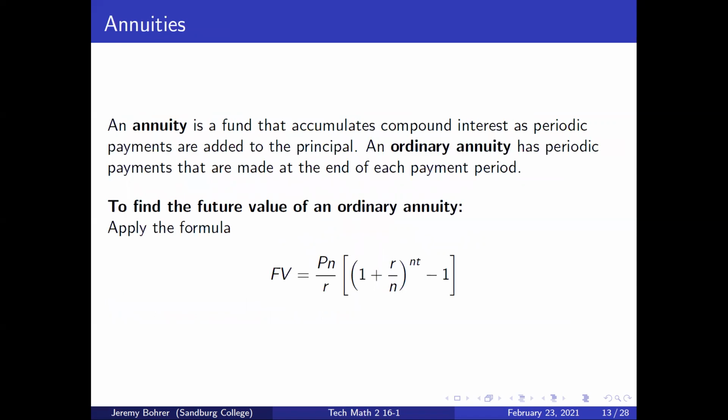An annuity is a fund that accumulates compound interest as periodic payments are added to the principal. An ordinary annuity has periodic payments that are made at the end of each payment period. To find the future value of an ordinary annuity, apply the formula FV equals P N over R times (1 plus R over N) raised to the NT power, minus 1.